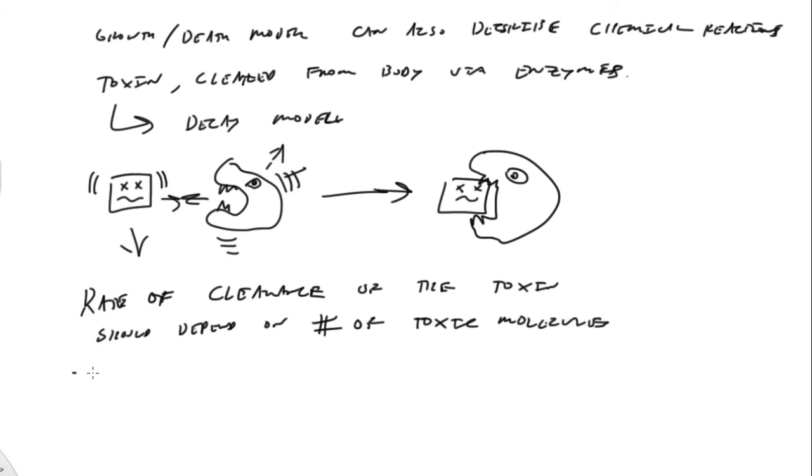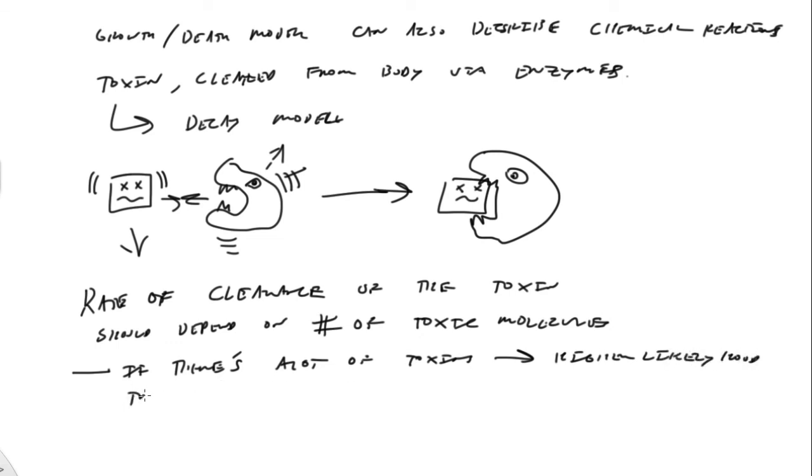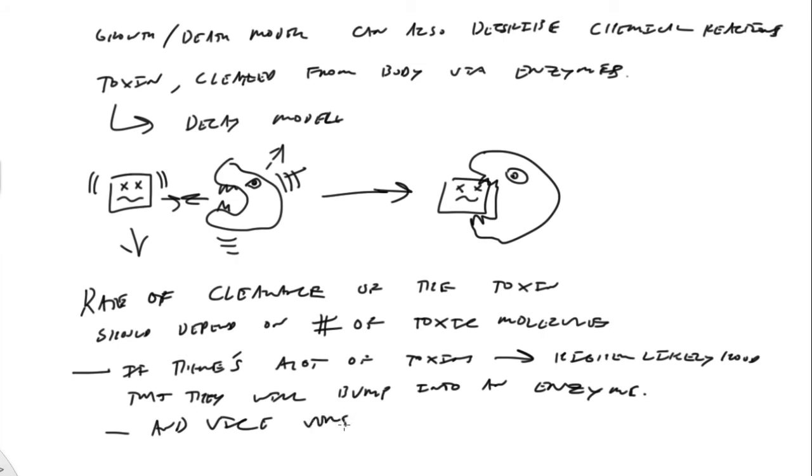Because essentially, the idea is if there are a lot of toxins, there's a higher likelihood that they will bump into an enzyme. Okay, and vice versa. And that of course can be described as follows.